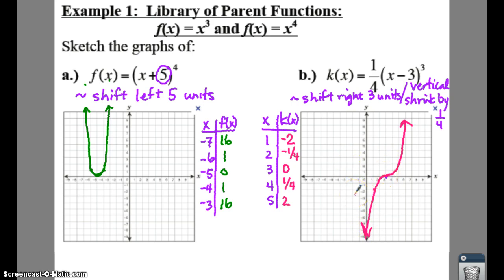So that is how you can use your functions. You need to look back in the back flap of your book to see what they look like. See if you can figure out some characteristics that may help you graph throughout the rest of your homework.